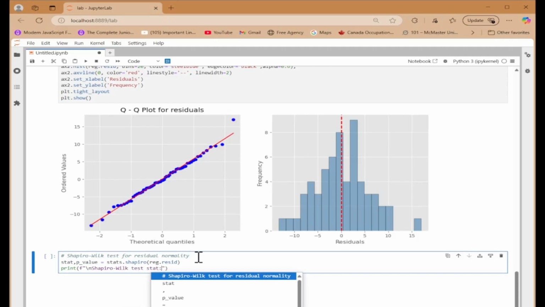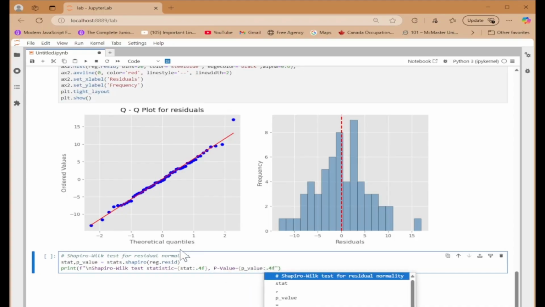Okay. Statistic equals stat, 4 decimal places, comma, p-value equals p-value, also 4 decimal places. And close that.